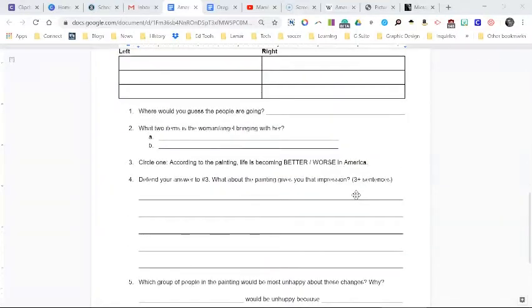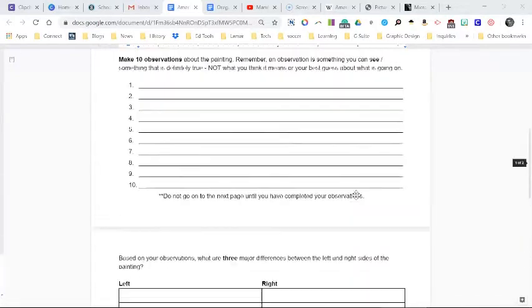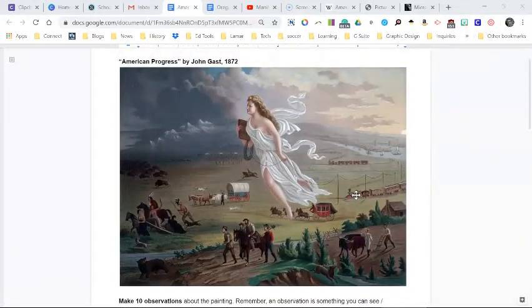Now, when we look here at this next question, it says, circle one: according to the painting, life is becoming better or worse in America. So this is asking you according to the painting. In other words, according to the painter, according to the creator of this art, life is becoming better or worse. And you might think, well, how do I know what the artist is thinking here? Well, I think if we spend some time here, we can come to some conclusions.